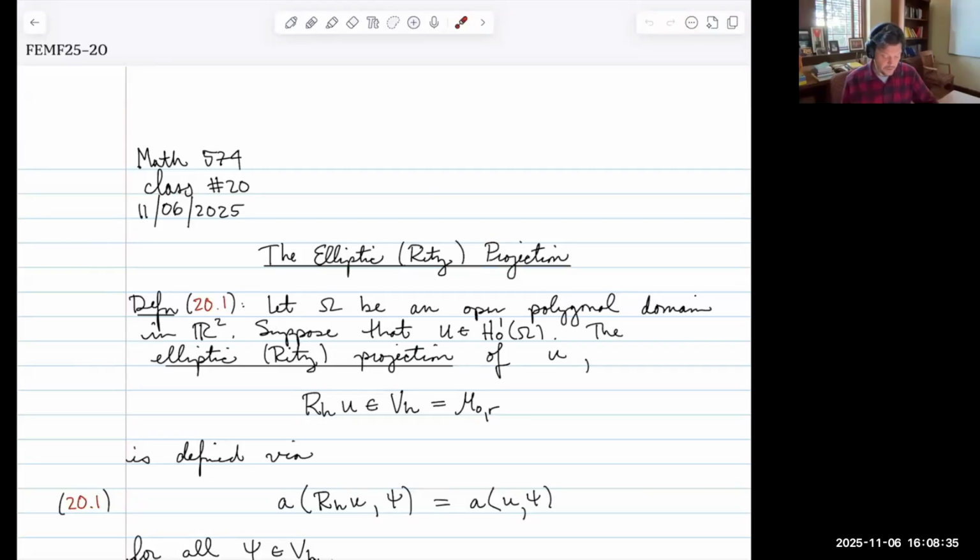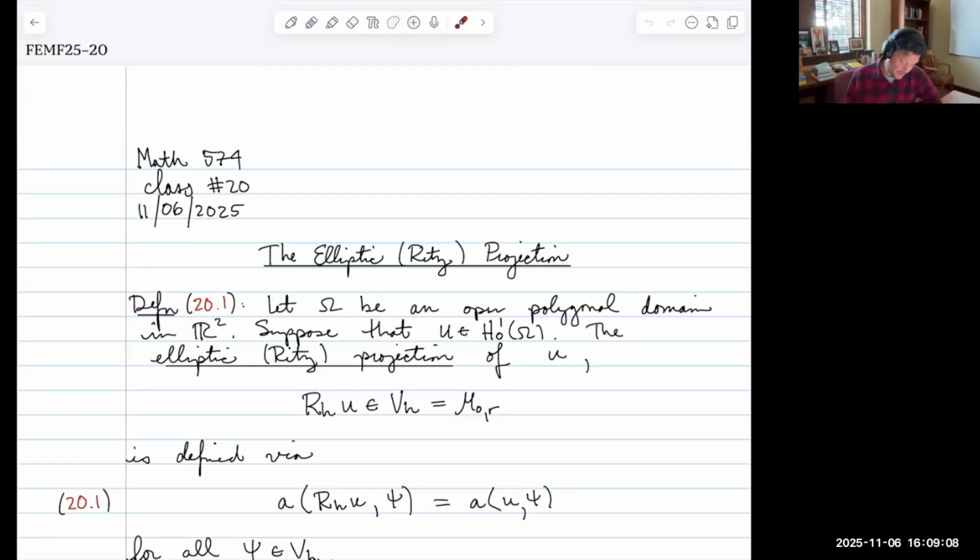The only fully discrete method that we've demonstrated so far is what is called the backward Euler, or implicit Euler, Galerkin method. And if we have time, we're going to fully analyze both the semi-discrete approximation and the fully discrete backward Euler Galerkin approximation in this lecture. To do that, we need a tool called the Ritz projection.